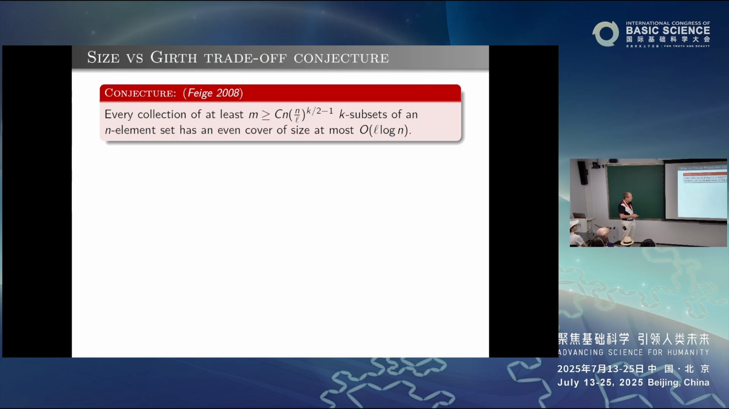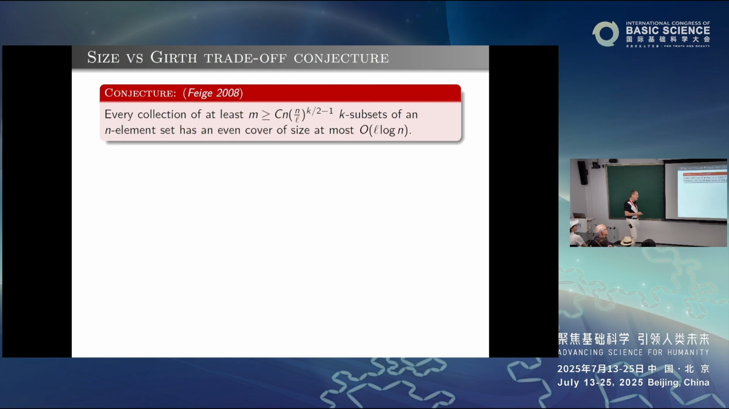So the way maybe to parameterize the answer, let's agree that we're trying to find, say, an even cover of size L, or a linear dependence of size L. And then the question is, how many k-element sets, or how many vectors with k ones, do we need? And the answer is here. You don't need to digest the formula. I can tell you where it comes from. It's n times (n over L) to the power k over 2 minus 1.